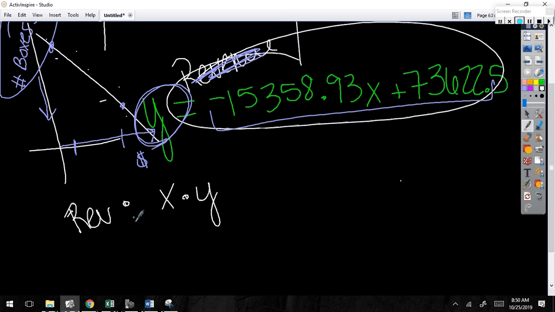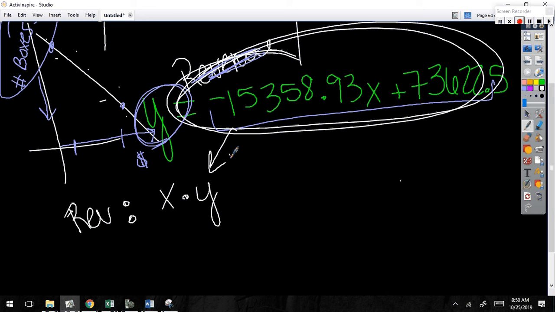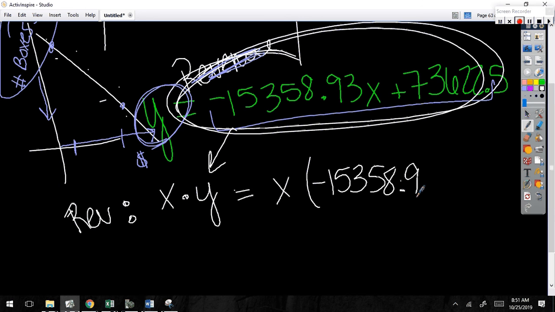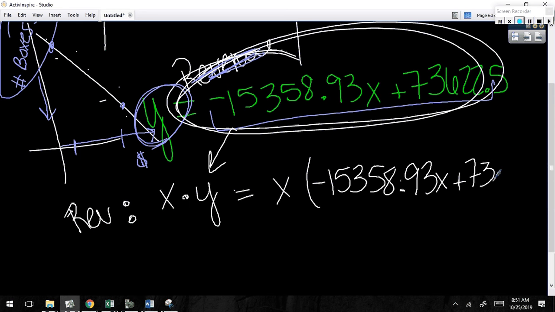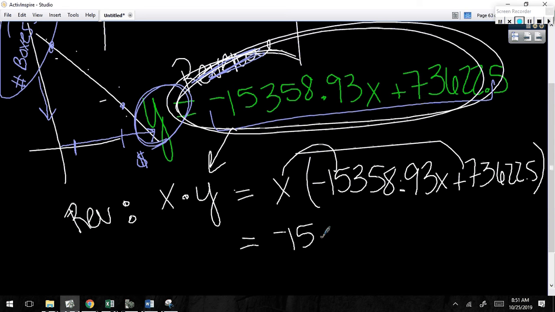Okay. So what I'm going to do, since Y equals all of this, I'm going to put this here. So I have X times all of this. And I do all this to show you where the equation comes from. 93X plus 73,622.5. If I distribute this, all of a sudden I have an X squared, which is a what? Starts with a Q. Quadratic. A quadratic.